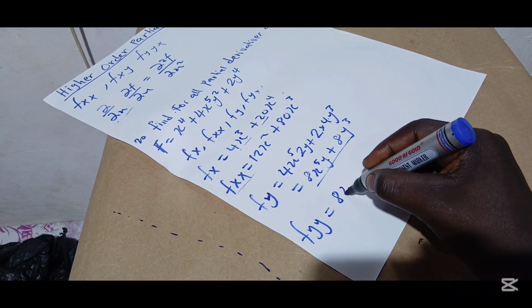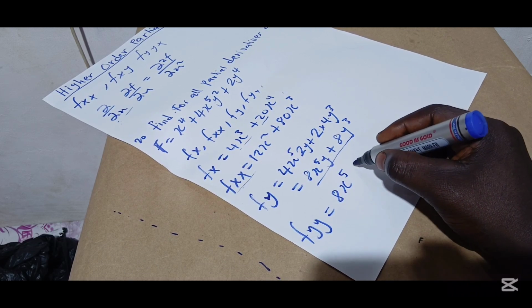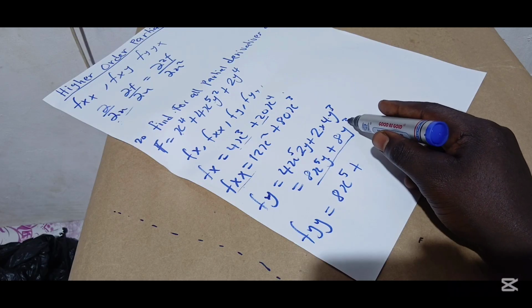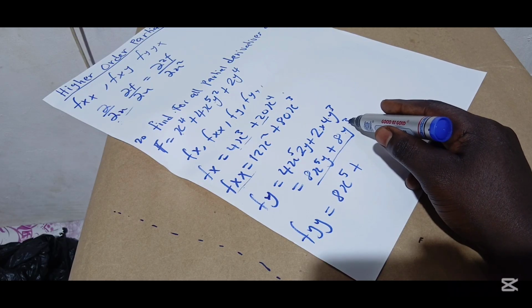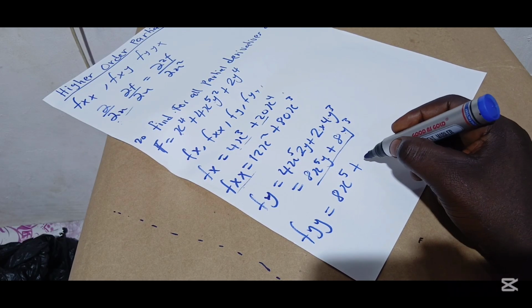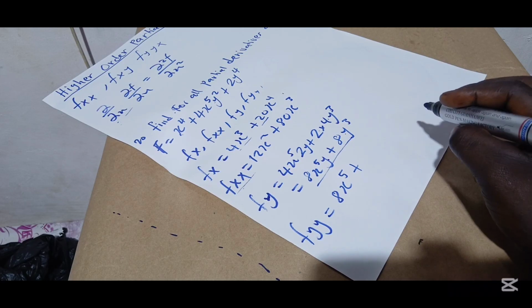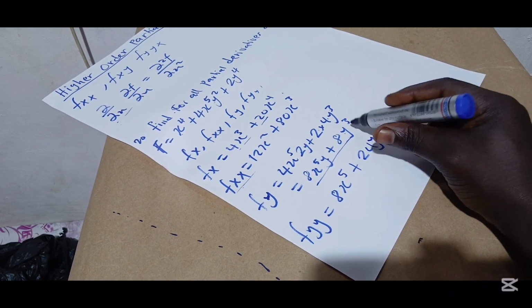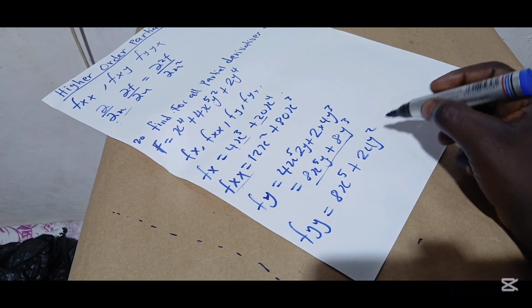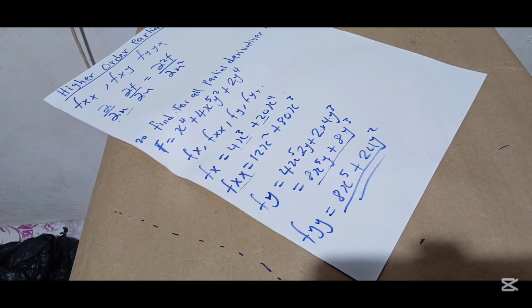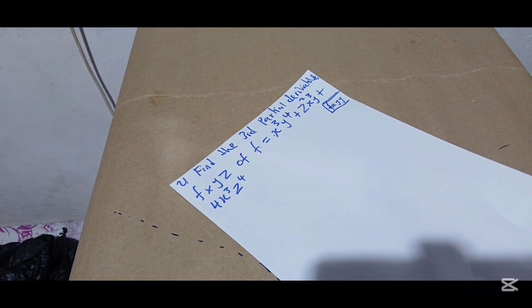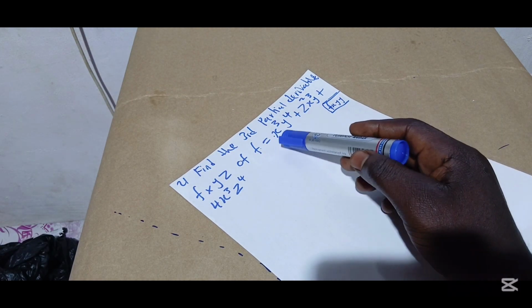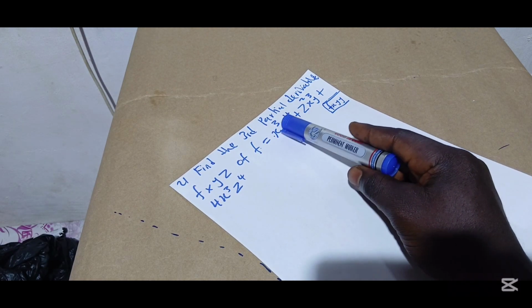So we're going to get 8x to the power 5, and then plus we have 8y to the power 3 here. Differentiating y to the power 3, we have 3 by 8, and 3 by 8 gives us 24, right? Yeah, 24 y, the power decreases by 1, to 2. So that's it.